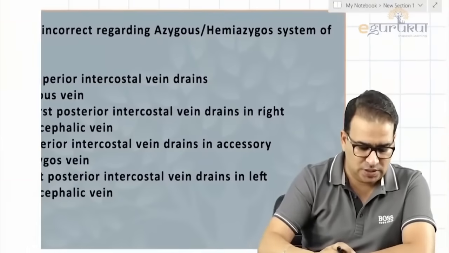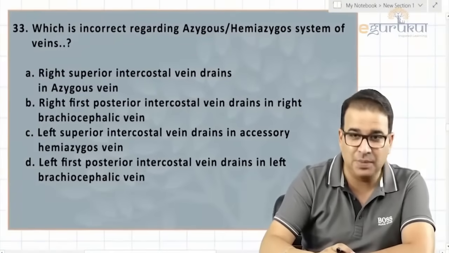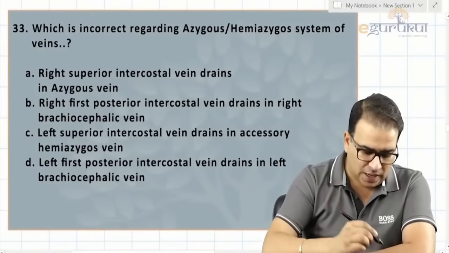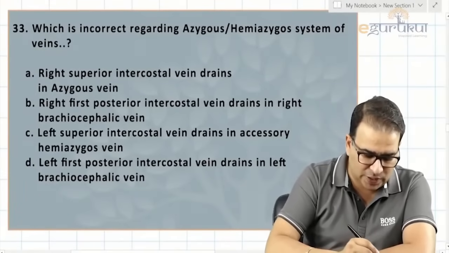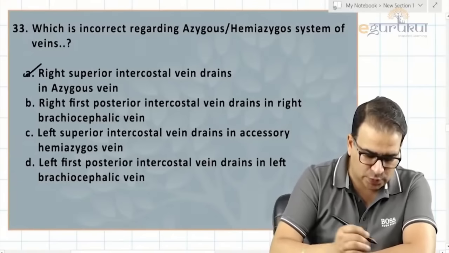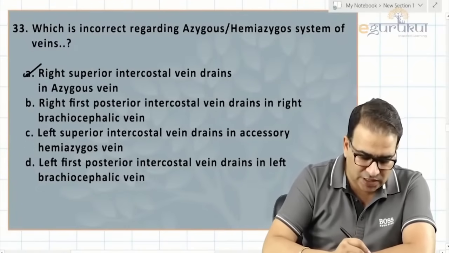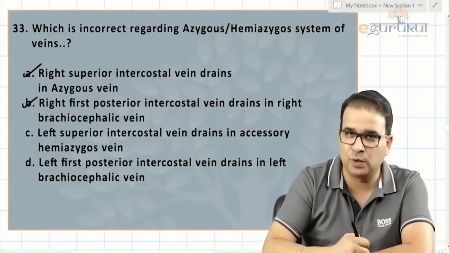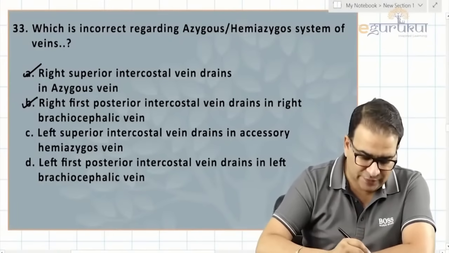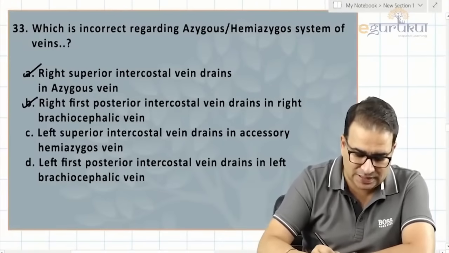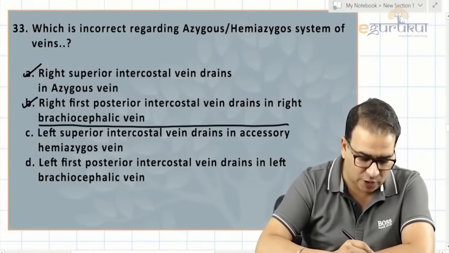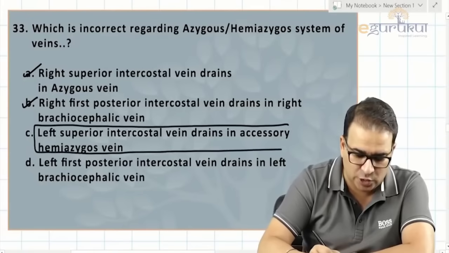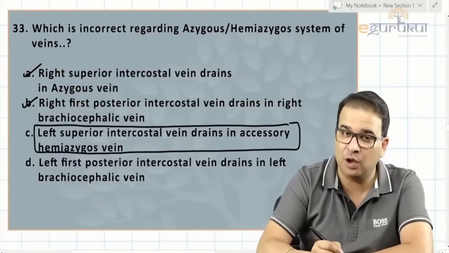So we have to choose the incorrect statement regarding the azygos and hemiazygos system here. Right superior intercostal vein drains into azygos. Correct, that's what we saw. Right first posterior intercostal vein drains into right brachiocephalic. Correct, that's what we saw. Left superior intercostal vein drains into accessory hemiazygos is not correct, because where was the left superior going? It was going into the left brachiocephalic vein only.